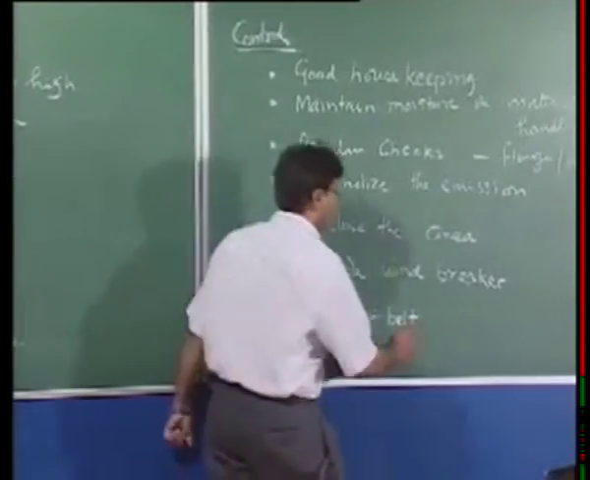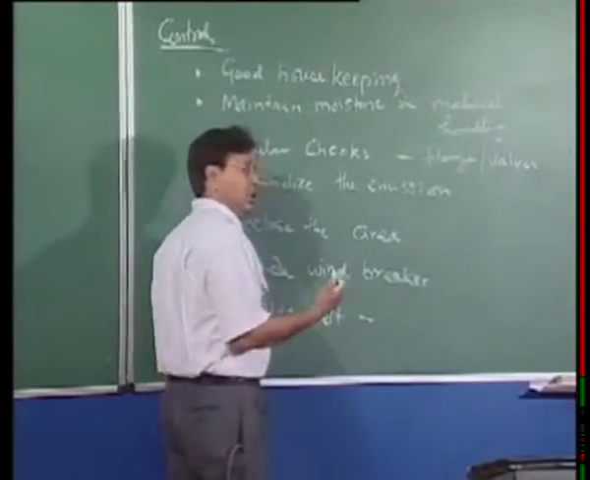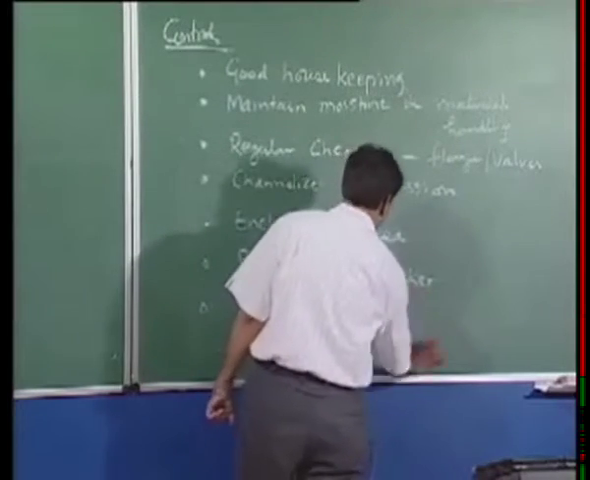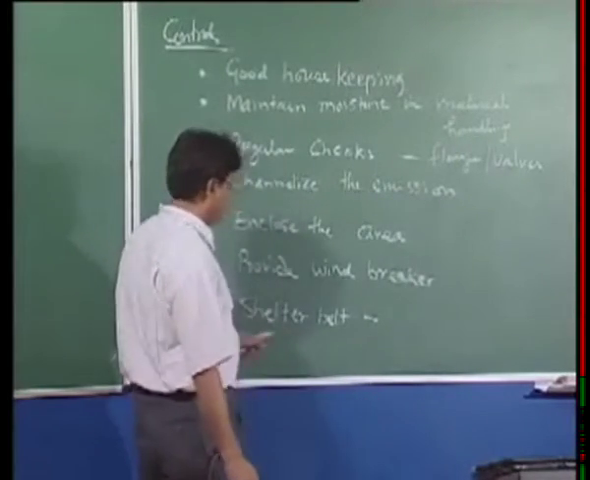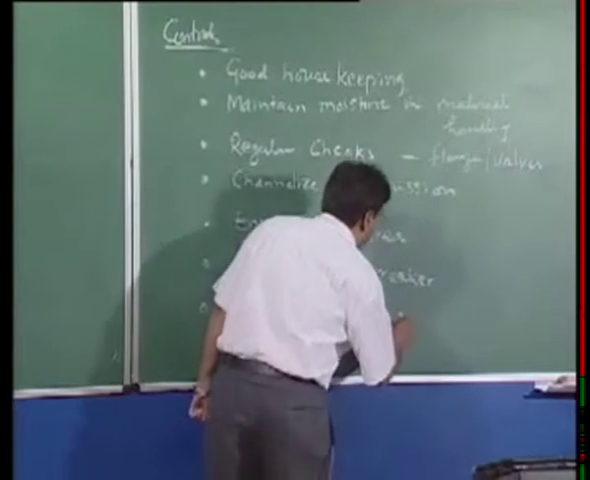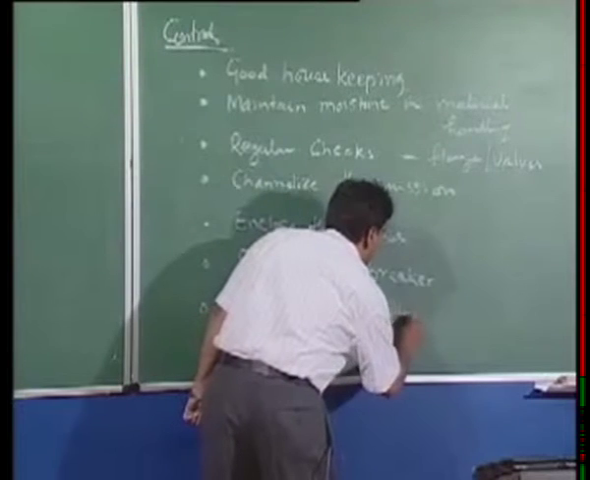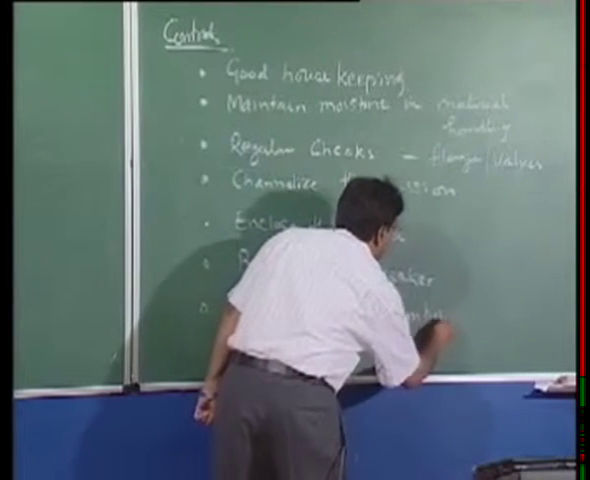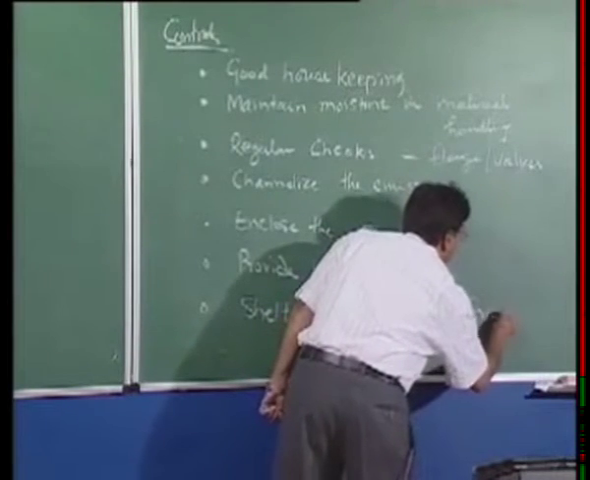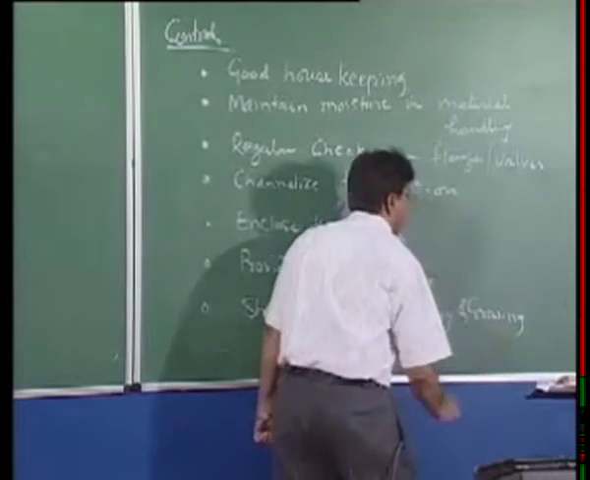A shelter belt is largely the growing of trees around an operation where you have this serious problem. Shelter belt means planting and growing trees around.